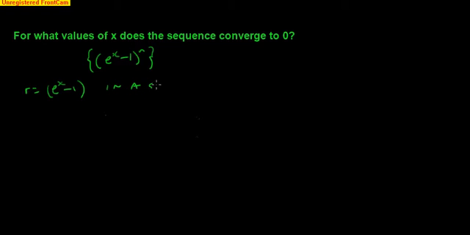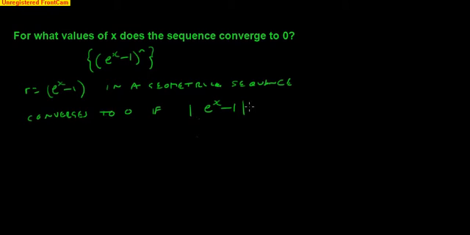In a geometric sequence, the condition for convergence to 0 is that it converges to 0 if the absolute value of r, which is that lot, is less than 1. So let us solve that inequality.